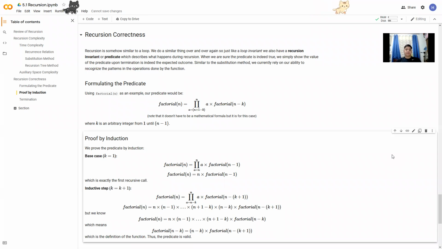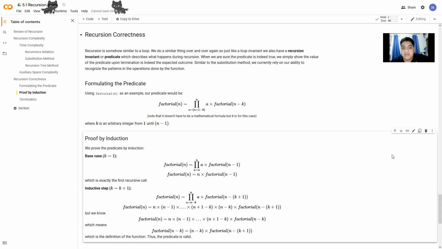Okay, now let's talk about the correctness of our recursive functions. So just like in loops, where we have a loop invariant, the recursion has its own invariant, which we sometimes call the predicate. So similarly to the loop invariant, it takes some intuition to get the correct predicate.